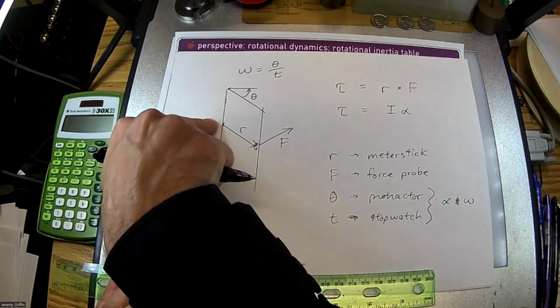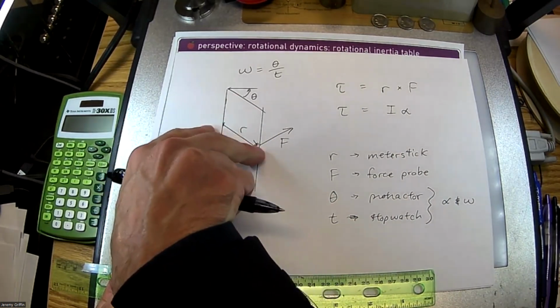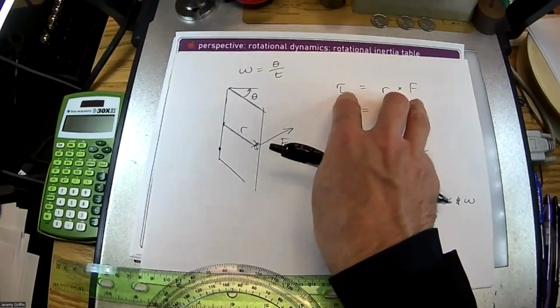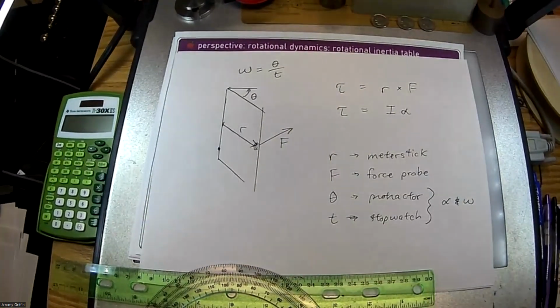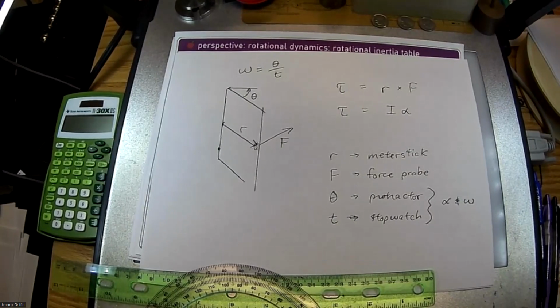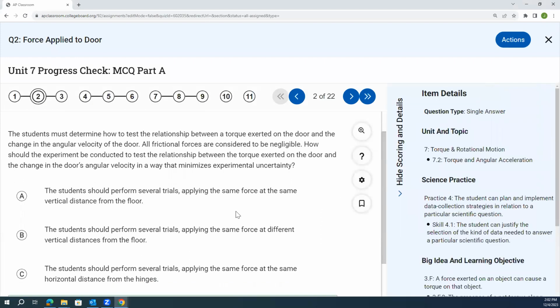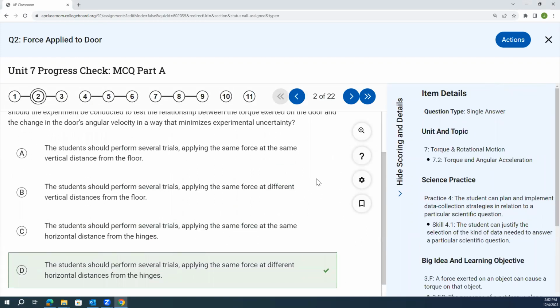But if you change the horizontal location, you would be changing this radial distance from the hinges, which would give you different torques, which is going to set up different angular accelerations, which is going to result in different final angular velocities. So that's what we have to have. Back over here, I forget which one said that though. Different. Okay, I think that's option D, right? Yeah, option D. All right, let's confirm. The answer should be D.